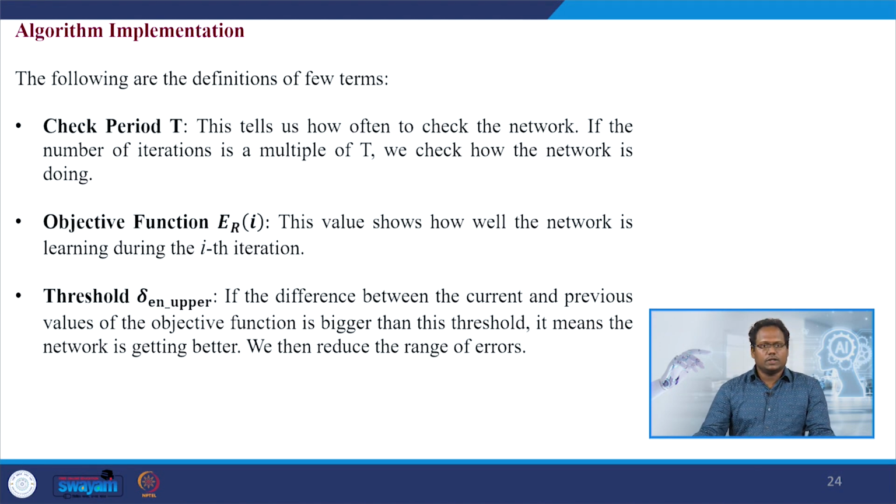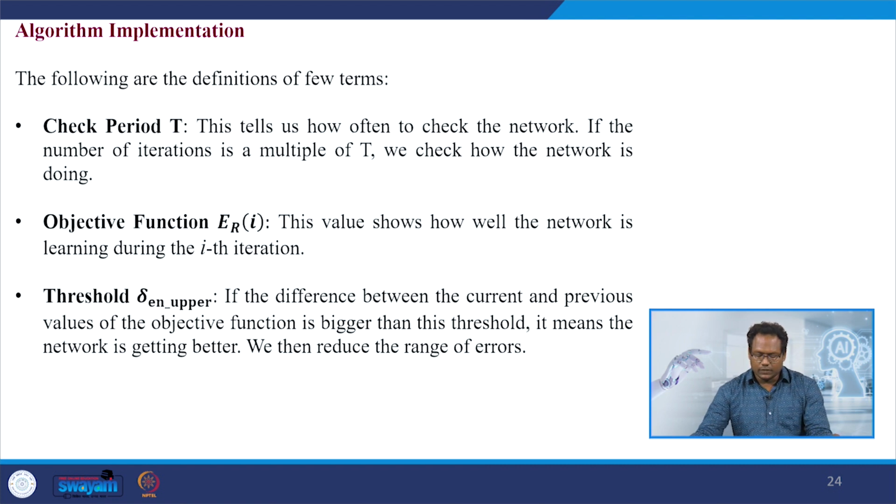Now, algorithm implementation. Coming to this point, the following are the definitions of the terms associated with the algorithm. Check period T, which tells us how often to check the network. If the network's number of iterations is a multiple of T, we check how the network is performing. Next, the objective function E_R of I. This value shows how well the network is learning during iteration number I, and the threshold delta entropy upper, which means delta, the threshold related to the upper limit.